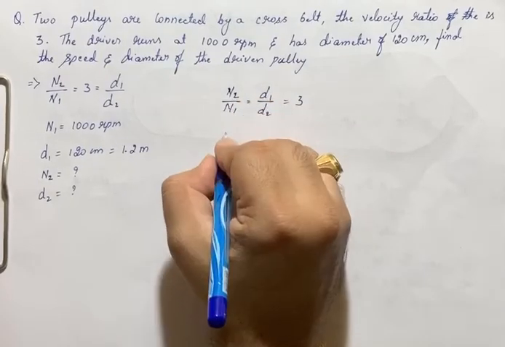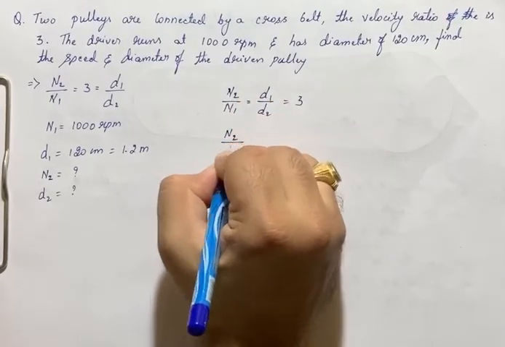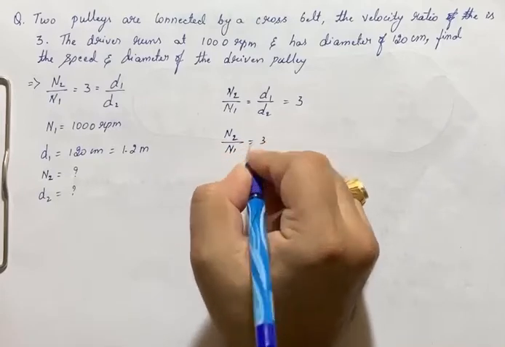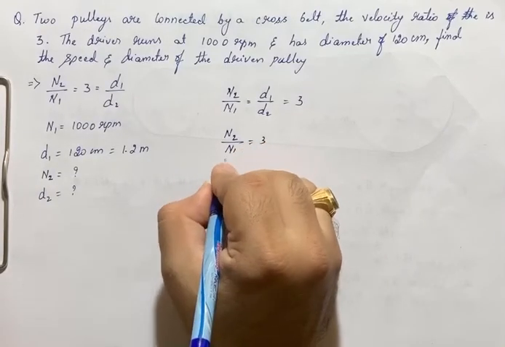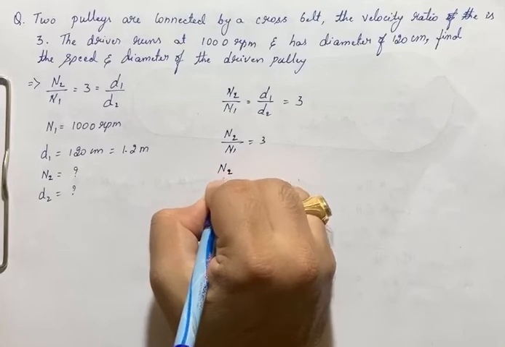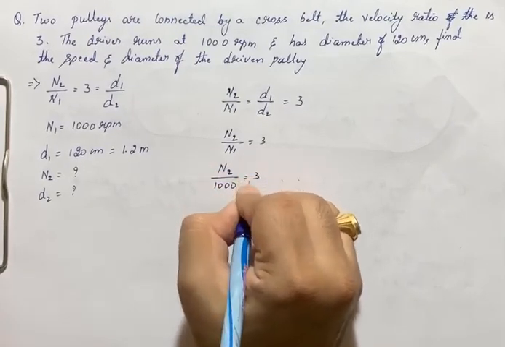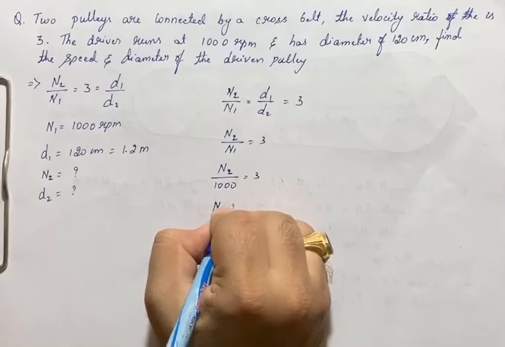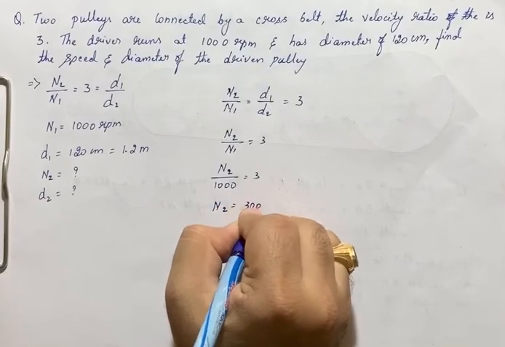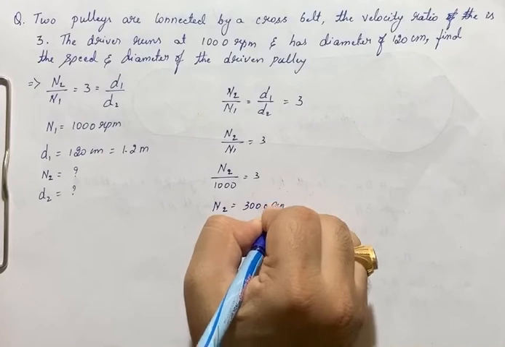Now I will take only this one, N2 by N1 equals 3, that is the velocity ratio. N2 is what I need to find out, divided by 1000 is equal to 3. So I will get N2 as 3000 rpm.